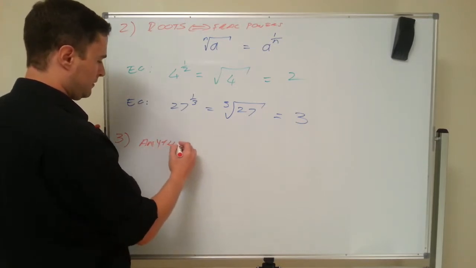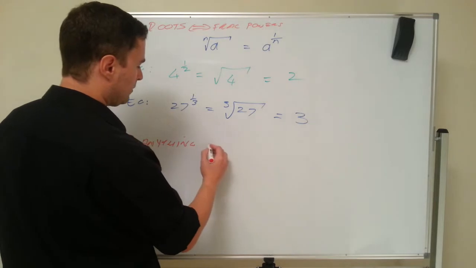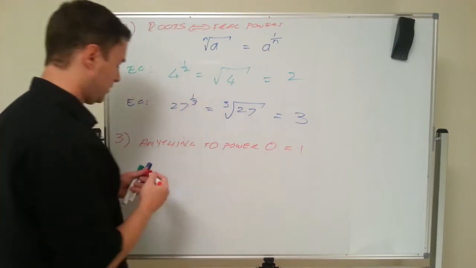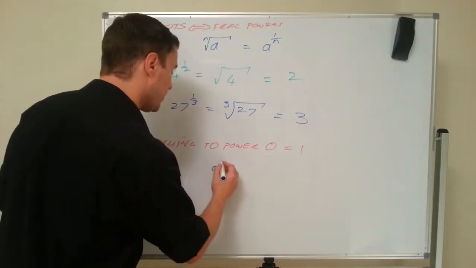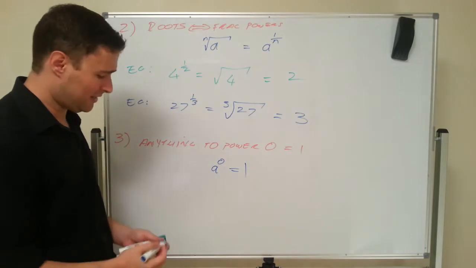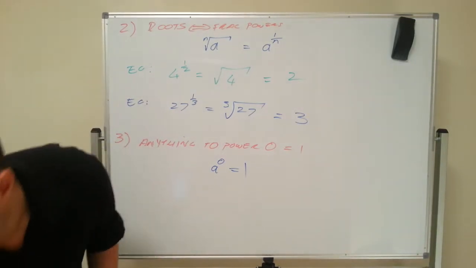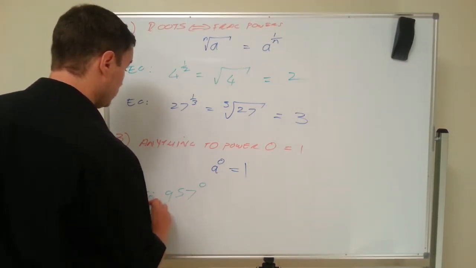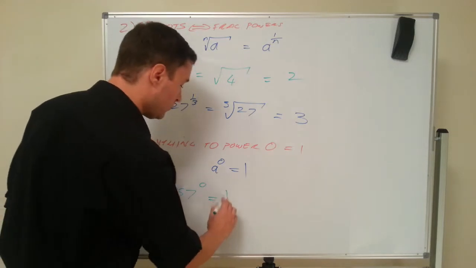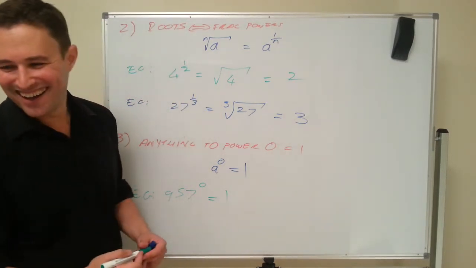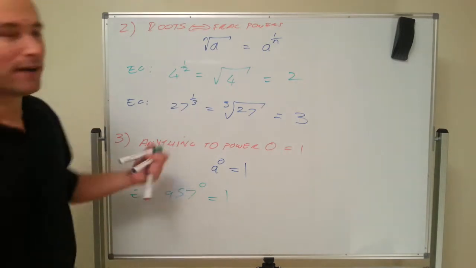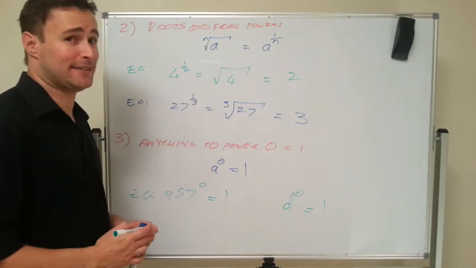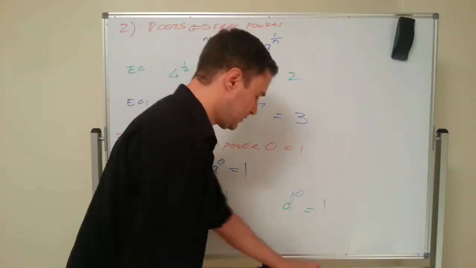Anything to the power 0 equals 1. Okay? So what is that? That's just a to the power of 0 equals 1. I don't care what a is. I couldn't care less. 957, e.g., 957 to the power of 0. Oh, 1. D to the power of 0, 1. Okay, piece of cake, huh? Anything to the power of 0 is 1.